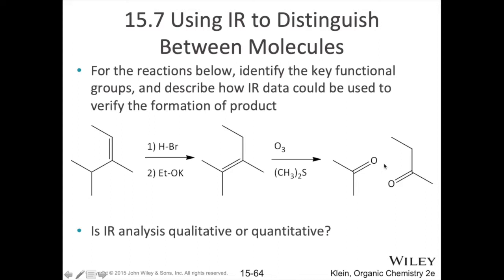Now, again, this is a very qualitative analysis. It just tells us the presence or absence of these functional groups. It doesn't tell us how much of your product has been made. It won't tell you what your yield is, for example. You have to use some more quantitative methods to figure that out. All right.